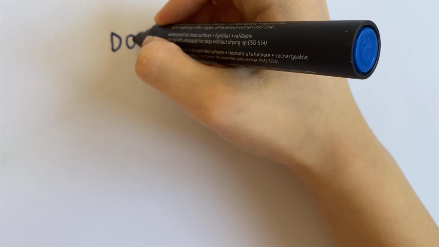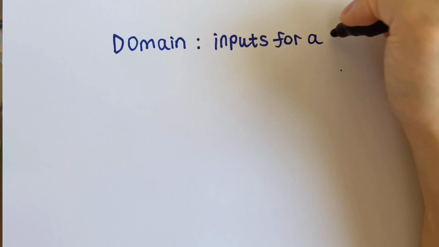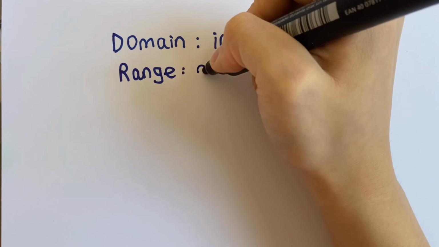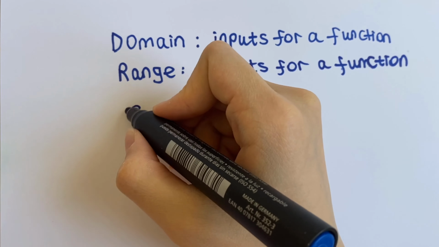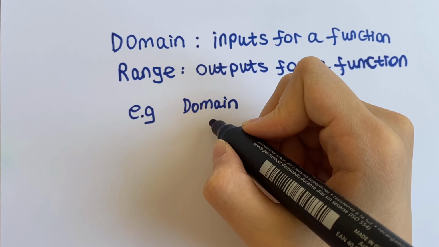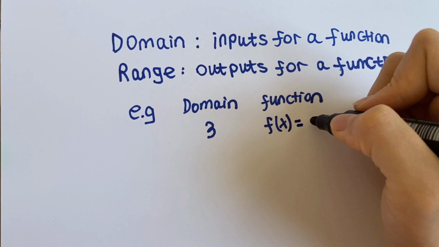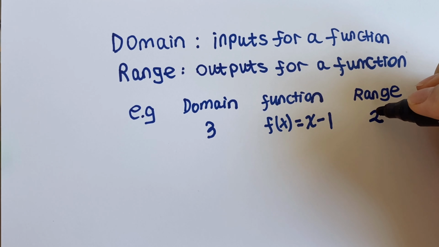And here are some terms with which you need to familiarize yourself. The first one is domain, and domain basically means the inputs for a function, and the second one is range. Range is basically the outputs for a function. Let's look at what we mean. If the domain is 3 and the function is f of x equals x minus 1, then the range will be 3 minus 1, which is 2.